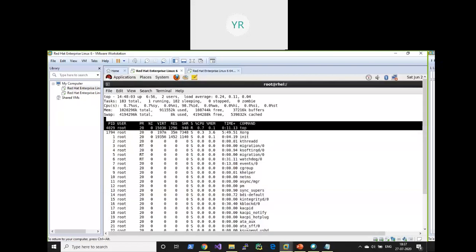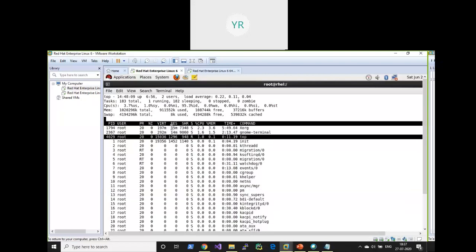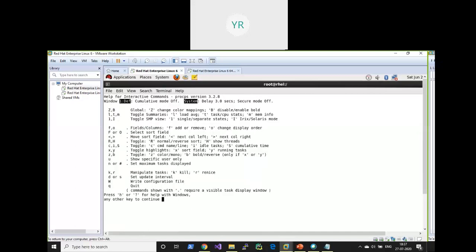Okay, background is black, remaining sleeping process. Like that it will give the color display, black and white as well as color. Again, if you want to know more, if you want to toggle the summaries, press L, that will toggle.